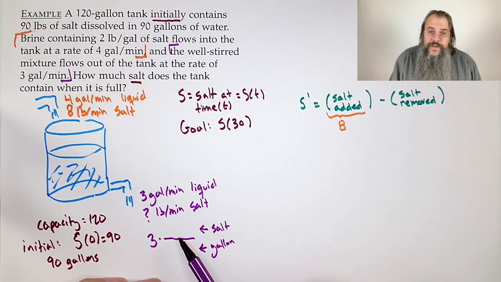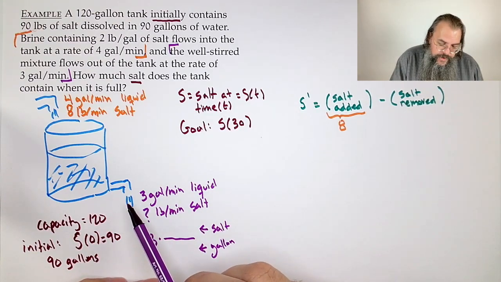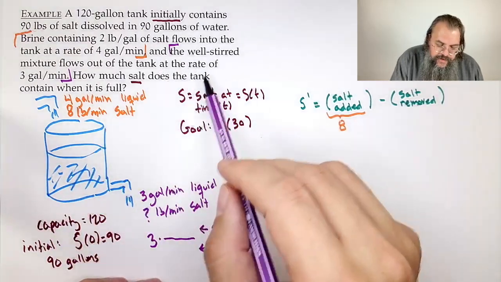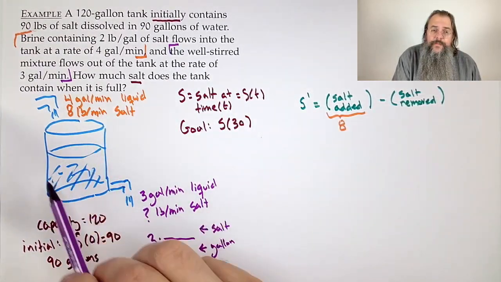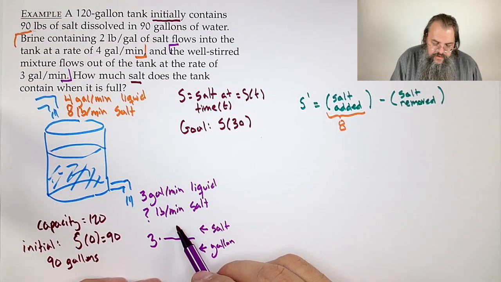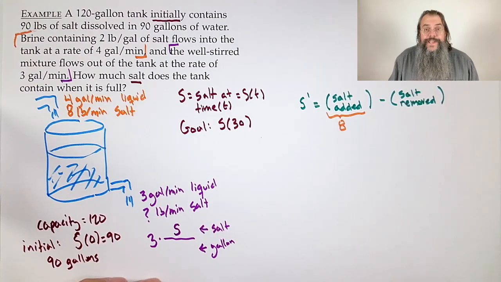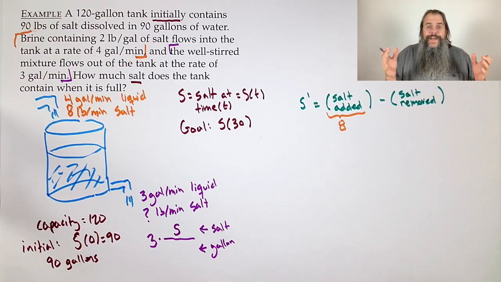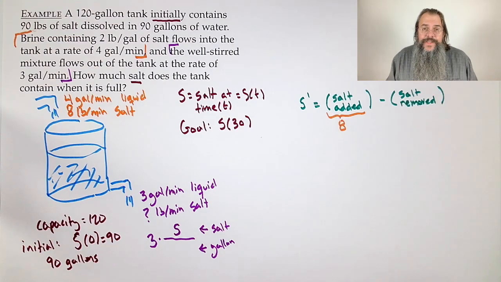So the question is, well, how much salt is there in this fluid? Well, remember we're saying it's well stirred, so you just ask, what's the total amount of salt in the tank? Well, the total amount of salt in the tank is just the total amount of salt in the tank. It's S, and it will vary depending upon when we're at. So it's S as a function of t.